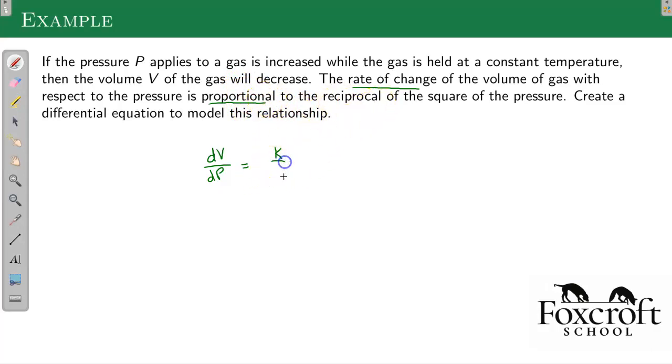So reciprocal means we're going to have a fraction of the square of pressure. So pressure squared. All right, so this is going to be our differential equation. It's the rate of change of the volume with respect to pressure. So volume's on the top, pressure's on the bottom. So this is our rate of change. Proportional, so we have this constant k, to the reciprocal. We take a fraction of the square of pressure, so pressure squared. All right, so that's our differential equation, and you could do stuff from there.